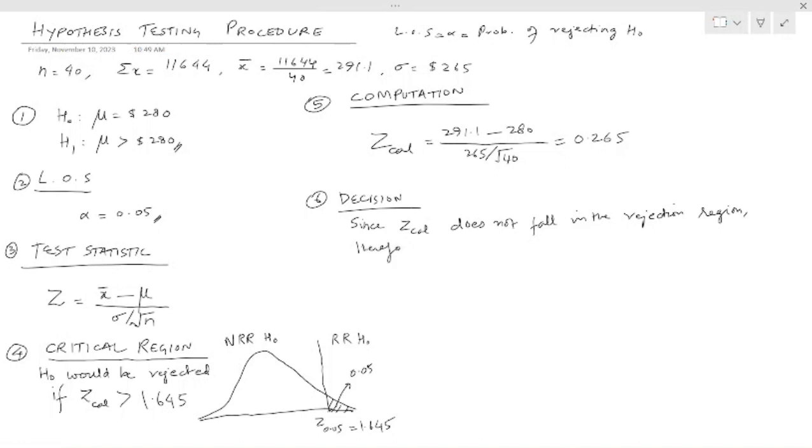Therefore, H naught is not rejected. This is how we write down the decision, and we can specify the reason: Z calculated is less than 1.645. It's not greater than 1.645. So this is how we write down the decision with the justification for why we are rejecting or not rejecting the null hypothesis, whatever the situation is.